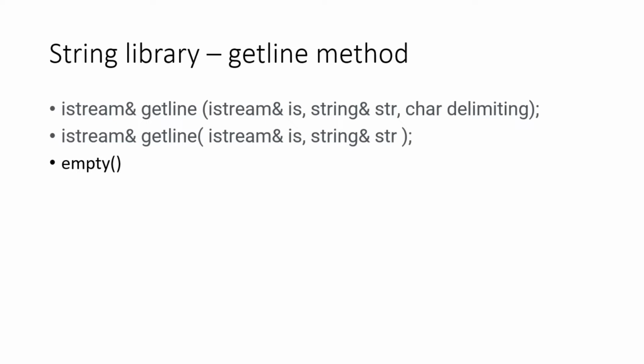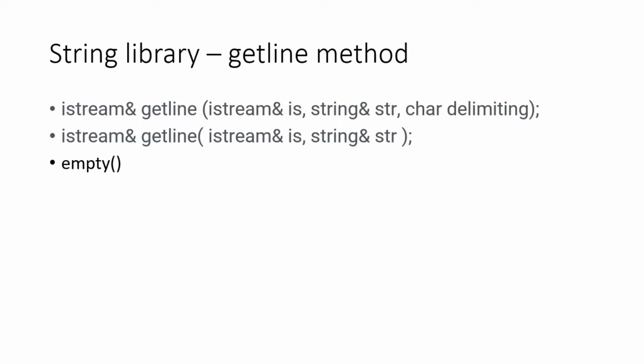Like I said, three parameters, or two, if you choose not to give it a delimiting character. In that case, most likely it's going to go till the new line character. The first two arguments are still the same, an input stream and a string where you want to copy it to the destination. Hopefully that makes sense. If not, we'll cover some examples for getLine that are going to make it more clear.